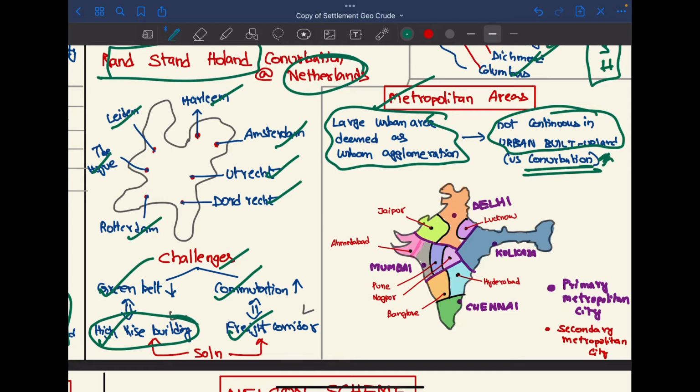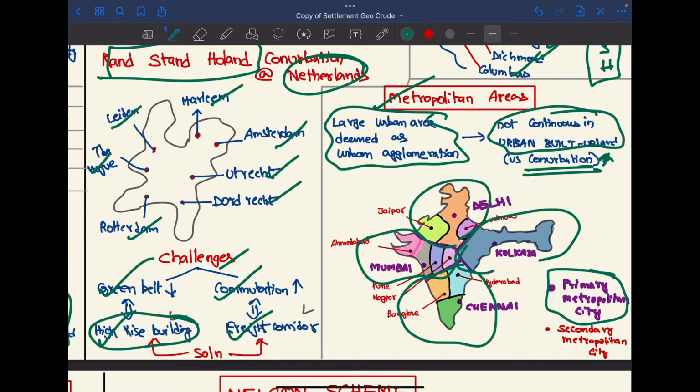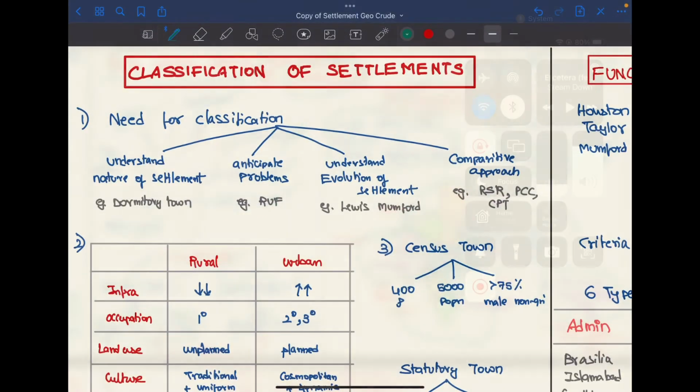In India, we have the four primary metropolitan cities, which are Delhi, Mumbai, Chennai, and Kolkata. This is the Delhi metropolitan area. This is the Mumbai metropolitan area. This is the Chennai metropolitan area. This is the Kolkata metropolitan area. Within Delhi, we have the Jaipur area here and Lucknow area here. In the Mumbai one, we have Ahmedabad area here, Nagpur area here, Pune area here. Here, we have Hyderabad area and Bangalore area. So these are the metropolitan areas of India.